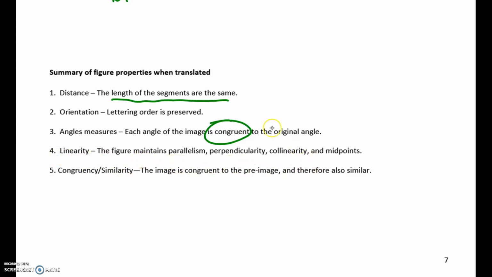Linearity, the figure maintains all of its parallelism, perpendicularity, collinearity, and midpoints. Nothing there changes. And it actually produces an image congruent to the pre-image, and therefore is also similar because all congruent shapes are also similar. So that's our summary of translated properties.